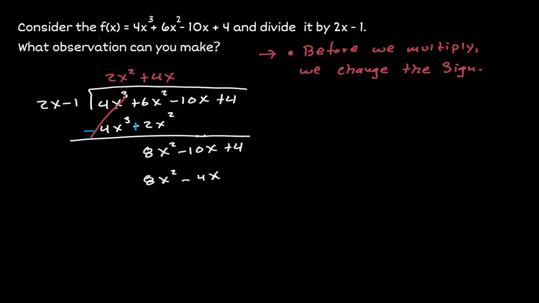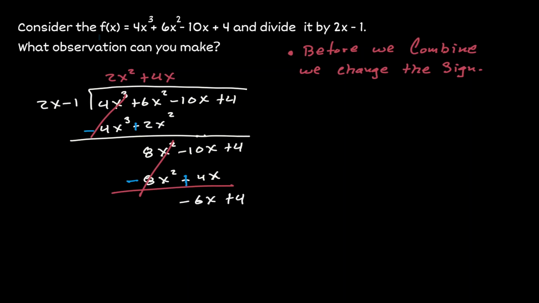But before we combine, sorry, I just noticed there's a typo. Before we combine, we change the sign. So the first expression was positive 8x squared. Let's change it to a negative. And 4x was negative. Let's change it to a positive. Now that we have switched the signs, let's combine. First expressions are going to cancel out. And negative 10x plus 4x, that is equivalent to negative 6x. And let's bring down the 4.